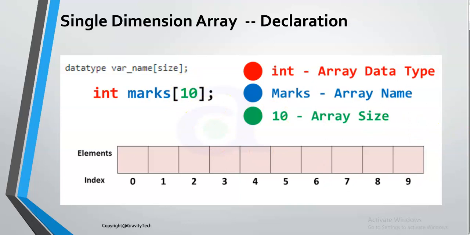Okay. So when we say int marks[10], this will basically allocate memory for 10 integers, that is 40 bytes, one integer 4 bytes, so 10 integers 40 bytes in a continuous manner.